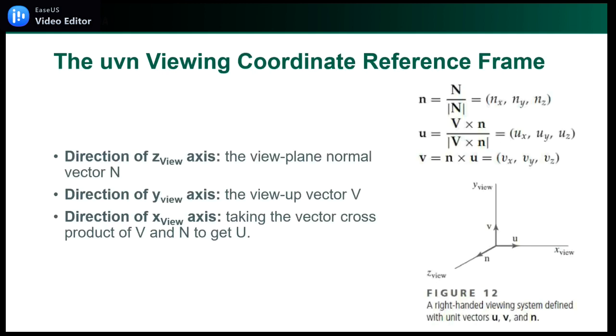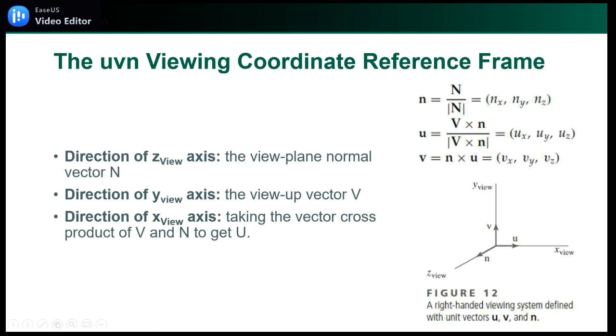Okay, so now I'm going to talk about the UVN viewing coordinate system. Basically, in this coordinate reference frame, the direction of the z view axis is going to be along the view plane normal vector n, the direction of the y view axis is going to be along the view up vector v, and the direction of the x view axis can be determined by calculating the vector cross product of v and n.